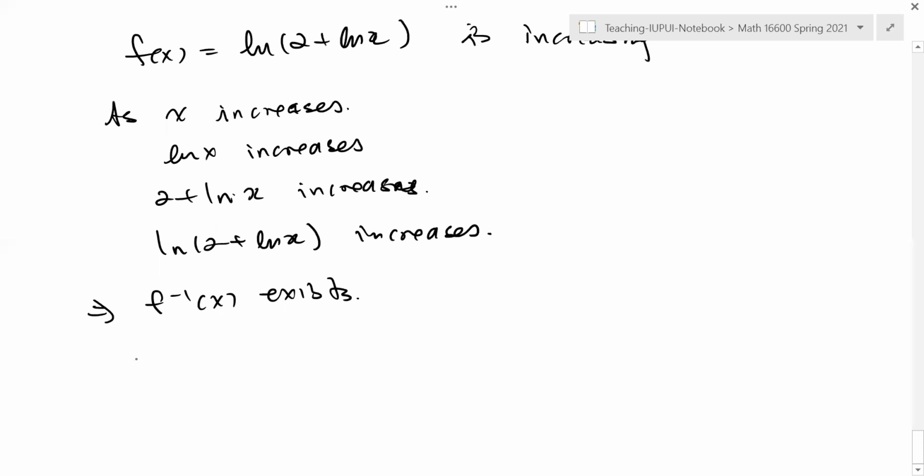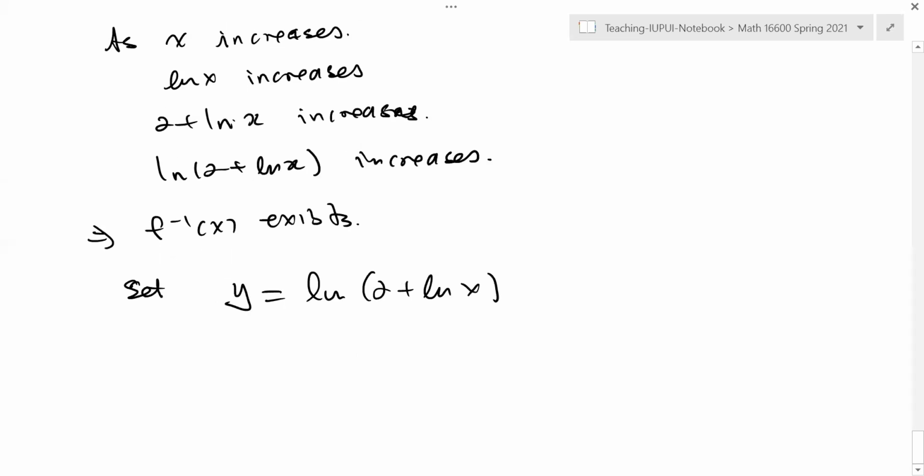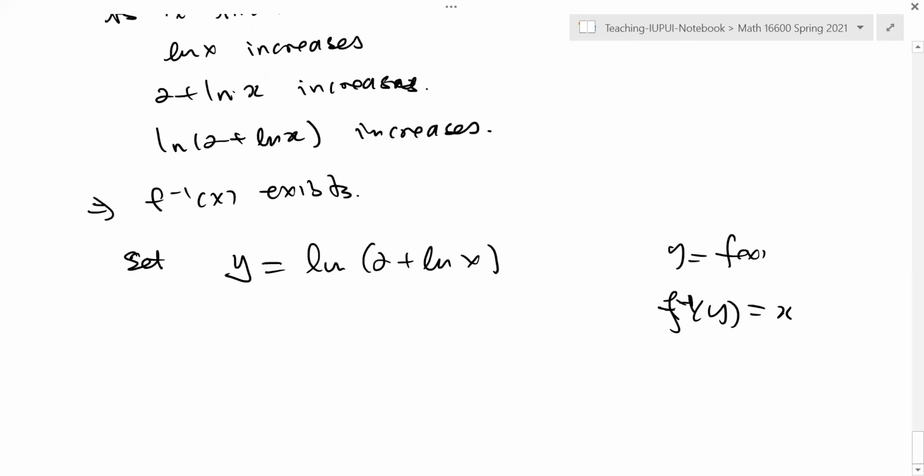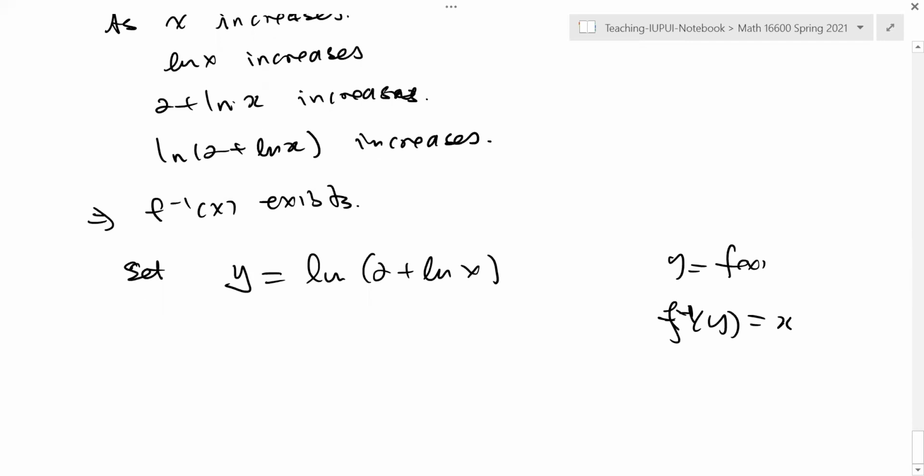For example, in this case, you set the equation. Let's solve for x, okay? And once you solve for x, you will get the inverse function. Remember, y equals f of x. If we're able to solve for x, then you get the formula for the inverse function in the variable y. Right, so we do that.